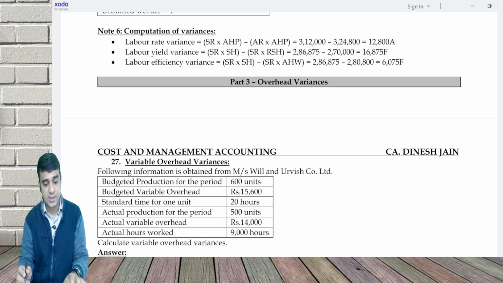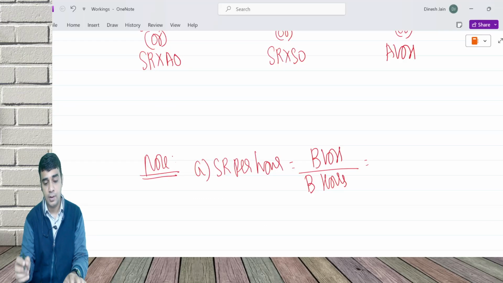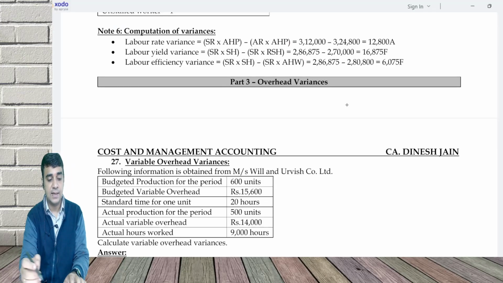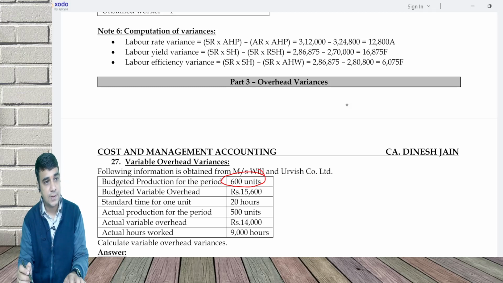Can you tell me what is the budgeted variable overhead? 15,000 divided by, listen, I wanted to produce 600 units. Budget is what you wanted to produce. Listen, there are three terms. Budget is what you wanted to produce, actual is what is produced, and standard is what should have been produced for the amount of time taken. Standard and budget are not the same.